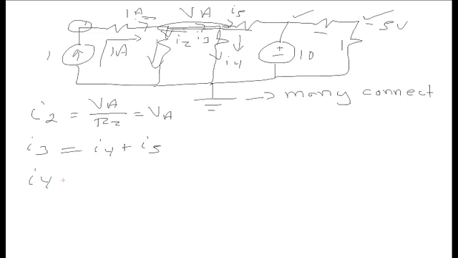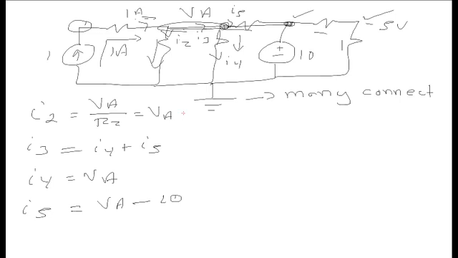I3 then is I4 plus I5. I4 is VA over its resistor, but that resistor is 1, so it's VA. And I5, I need to be careful. I need to remember that I chose a particular direction. I'm moving from the VA node through the resistor to the 10 volt load. Therefore, I5 is VA, because that's where I'm starting from, minus 10 divided by the resistor, which is 1.